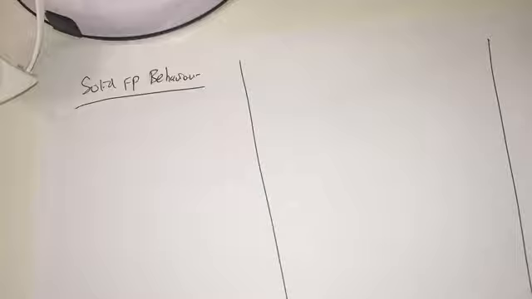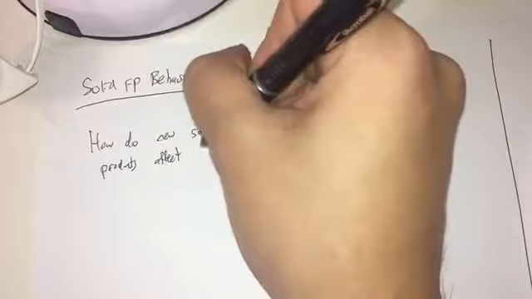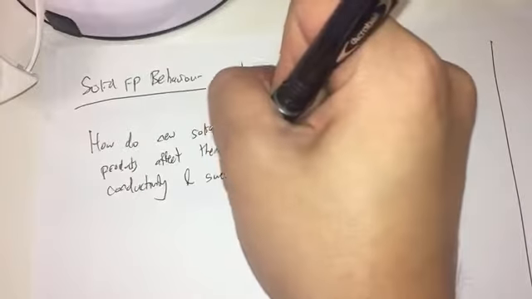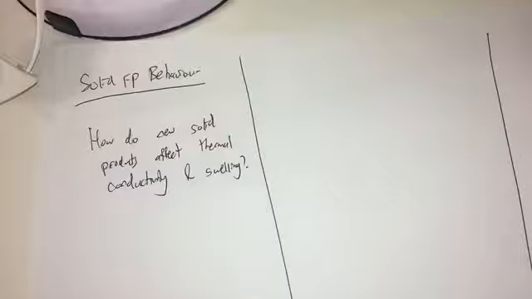So how do new solid products affect thermal conductivity and swelling? Previously, we've discussed that Frenkel pairs can cause swelling, the PKA cascades can cause swelling, and of course fission gas can cause swelling. But can solid products cause swelling, and how does their thermal conductivity affect it?